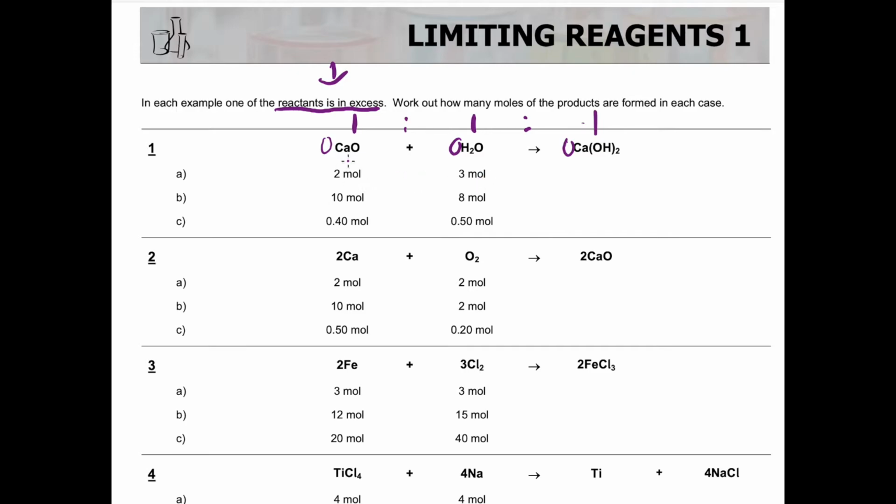So what we have here is the amount of substance. This is our step 3 done for us. For step 4, we want to pick one of these and work out how much of the other substance we would need for it to react exactly. I'm just picking the first substance in this balanced equation, the calcium oxide. For all of these 2 moles of calcium oxide to react, how many moles of water would I need? Because it's a 1:1 ratio, we would need 2 moles.